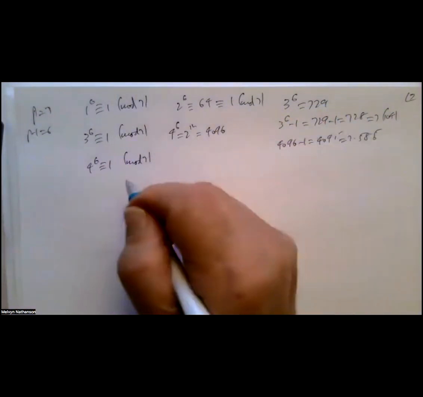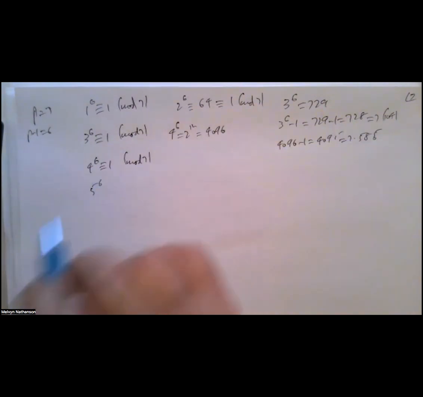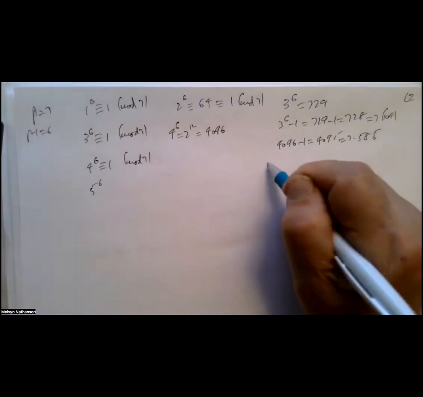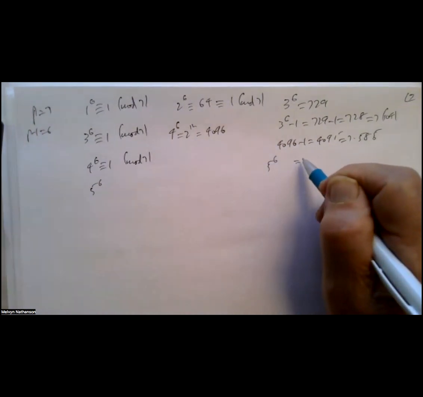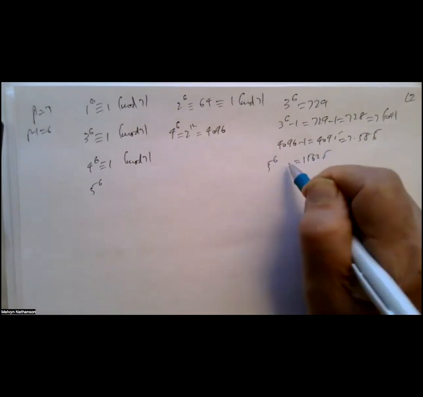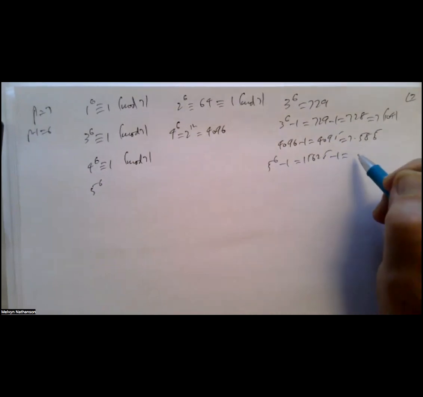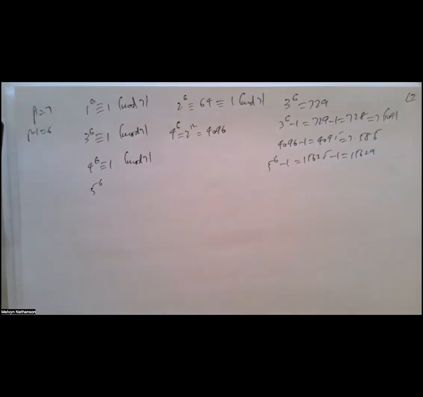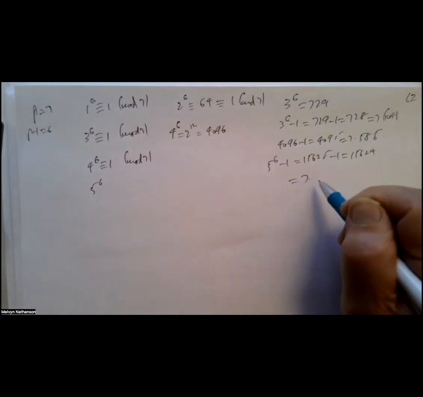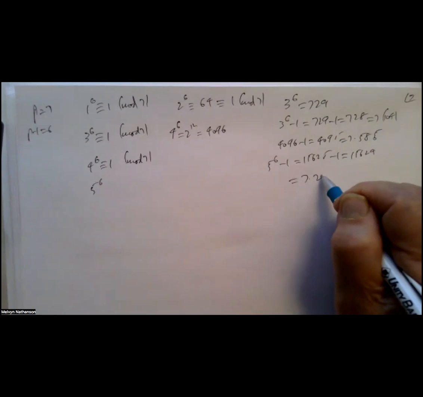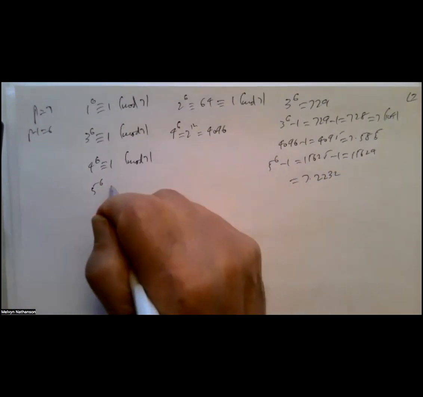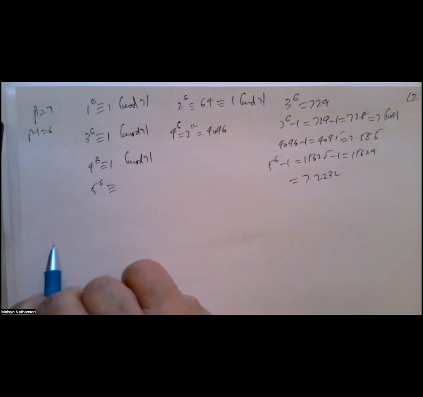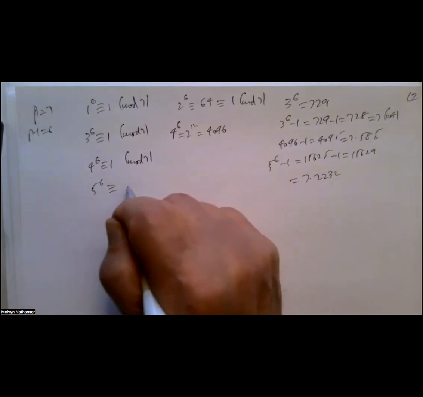What about 5 to the 6th? 5 to the 6th power is 15,625. Subtract 1, that's 15,624. Divide that by 7. Lo and behold, it divides evenly. It's 7 times 2,232. So 5 to the 6th is congruent to 1 mod 7.